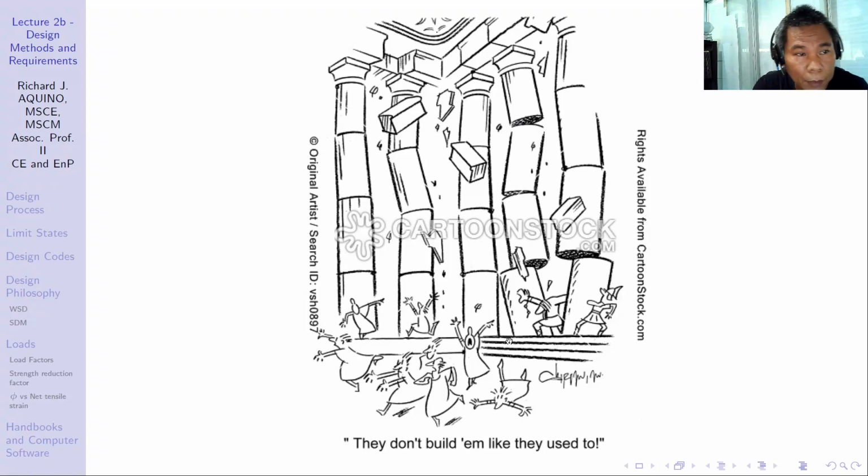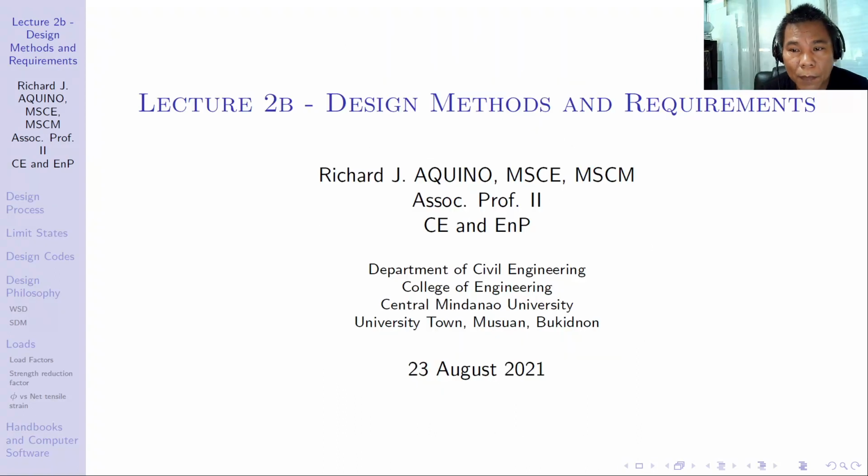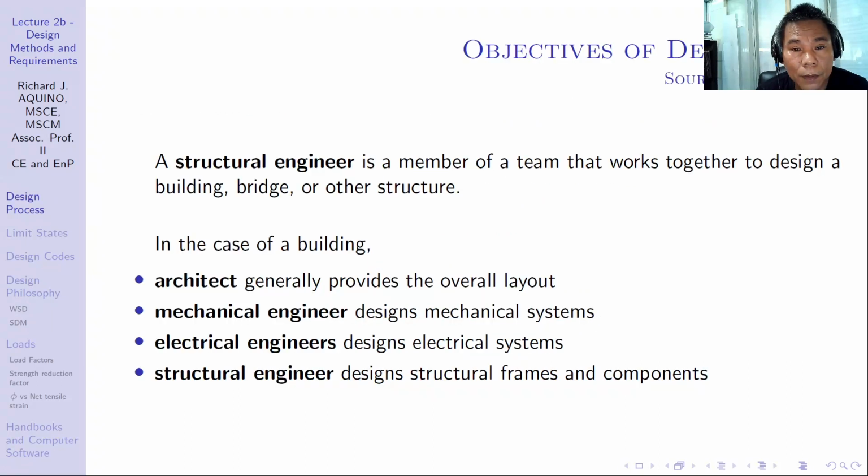Hi, today we will discuss design methods and requirements. First, we will tackle the objectives of design. A structural engineer is a member of a team that works together to design a building, bridge, or other structure.